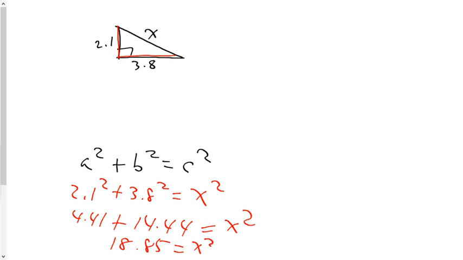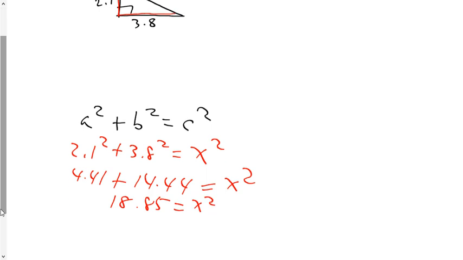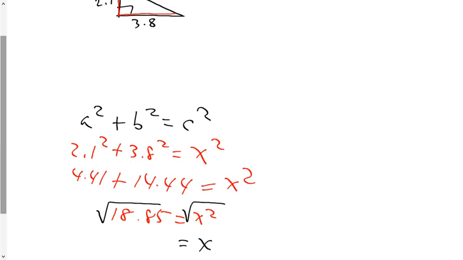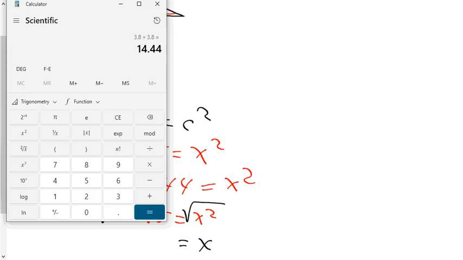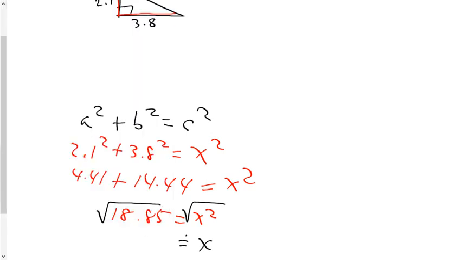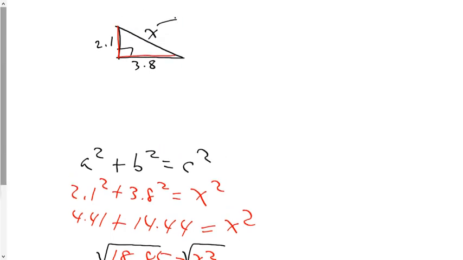equals x squared. And in order to solve for x but not x squared, what would I have to do to both sides? Gavin, what would I do to both sides here? That's right, I'd square root both sides. Perfect, thank you. The square root of x squared is x, and the square root of 18.85 is approximately 4.3. So therefore, the length of x is approximately 4.3.